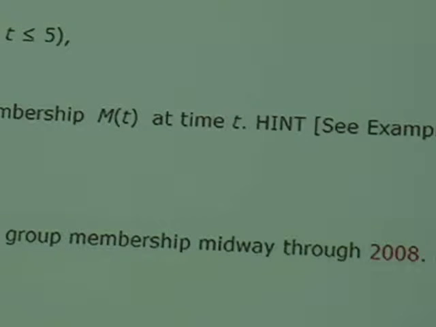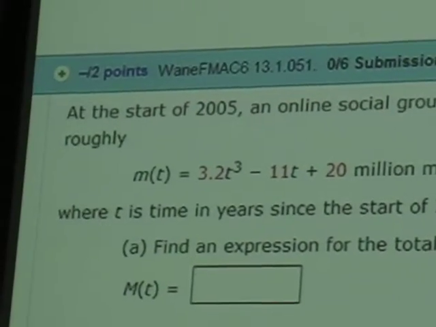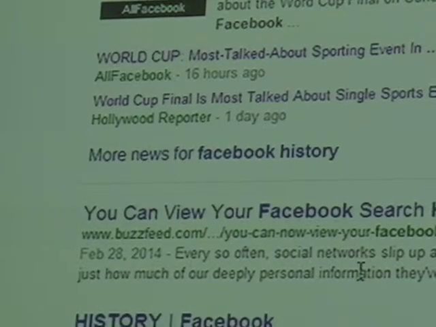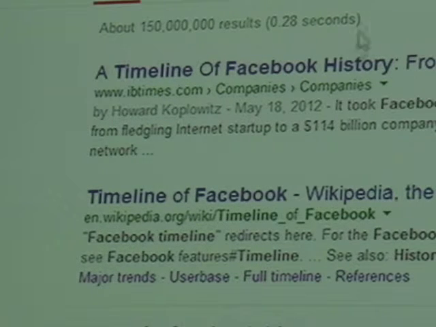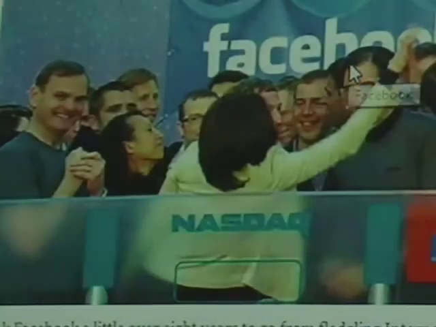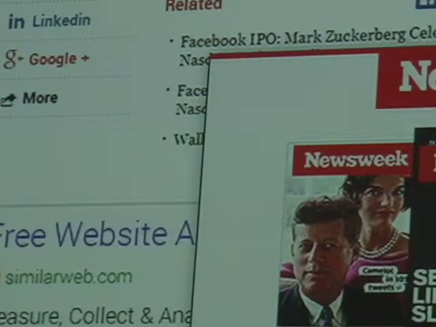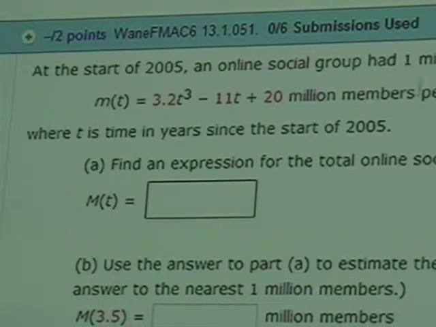All right, anyway, at the start of 2000, oh, this is nearly the same time. An online social, I wonder if this is Facebook. I wonder if they had a million. I can't find the numbers here. Let's see. Do they have an about timeline? Doesn't tell us. So I assume this is probably Facebook, right? At the start of 2005, an online social group had 1 million members. Since that time, new members joined at a rate of roughly this.